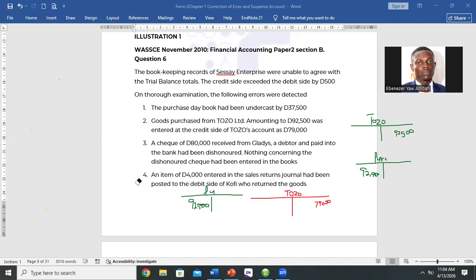It says, a check of 80,000 received from Gladys, a debtor, and paid into the bank account has been dishonored. So a check has been dishonored. Now, nothing concerning the dishonored check has been entered in the books. What type of error is this?